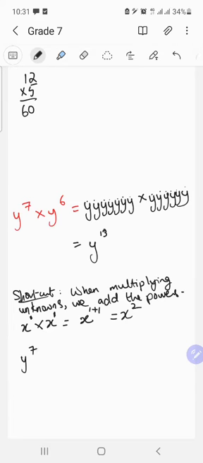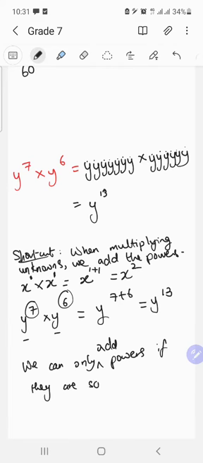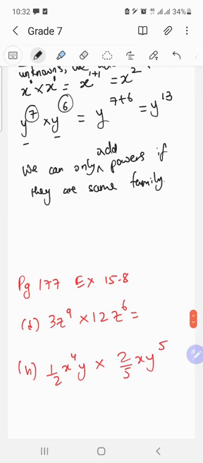Now let's say here we had y power 7 times y power 6. Because they're same families, here we're going to do y. 7 and 6, we're going to add them, it becomes y power 13. So instead of looking at y individually, we can just write it directly by adding the powers. Now here, we have to make sure we can only add powers if they are same family. So we'll take an example just now where I'll show you where it's different family.